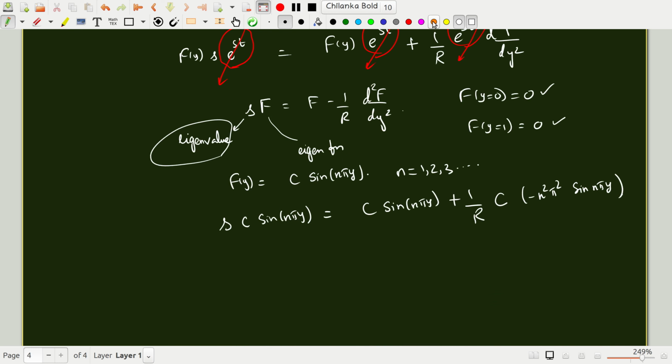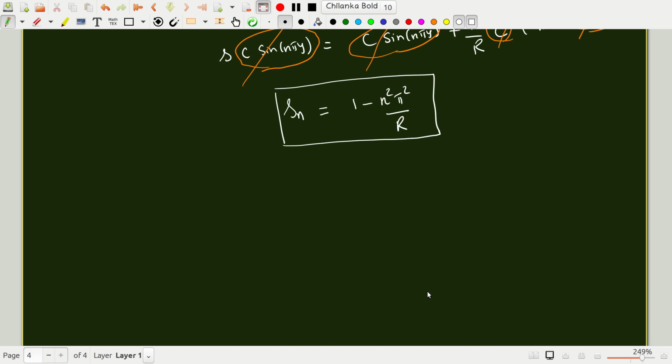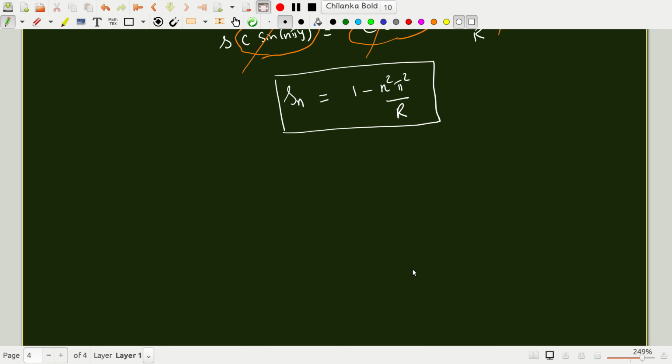So what you will find is that the product c sine n pi y will cancel right through, right? And this will go, leaving us with s. Now I'll put an index n because it's a function of this number n, the integer n. So you'll get 1 minus n squared pi squared by r. Note that r is the control parameter. It's like the Reynolds number, which is in your hand, that describes this model problem.